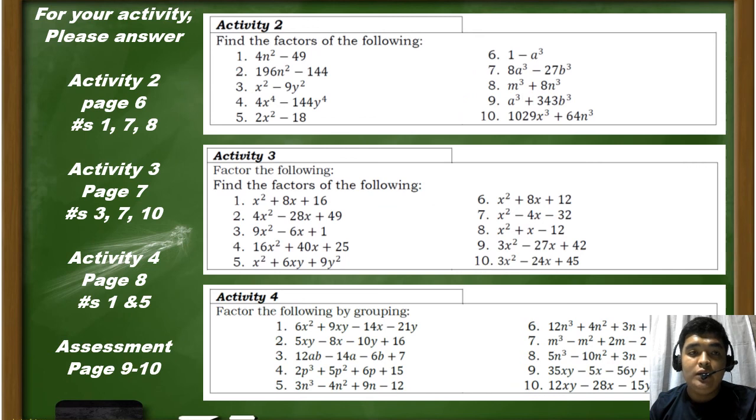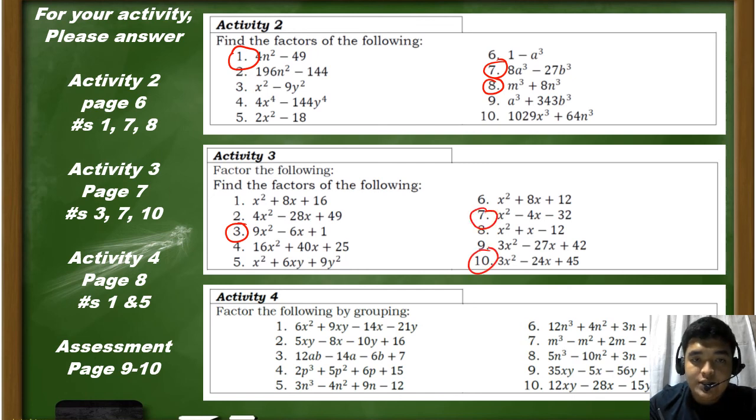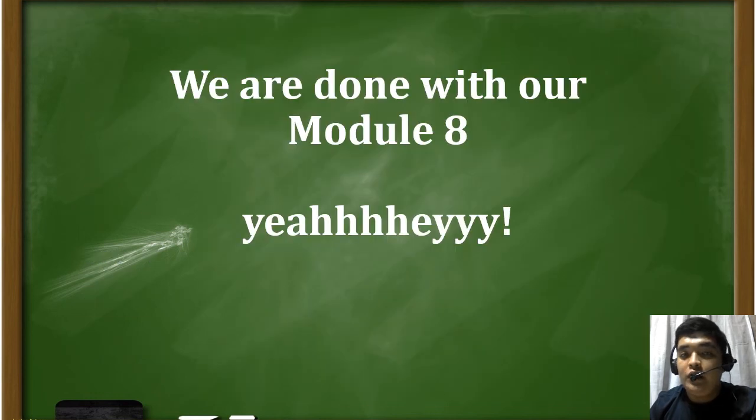Okay, so for your activity, you need to answer activity 2, page 6, only number 1, number 7, and number 8. For activity 3, you will just answer number 3, number 7, and number 10. For activity 4, you will answer numbers 1 and 5 only. Then let's answer the assessment part. That's all for our module 8. See you in module 9.